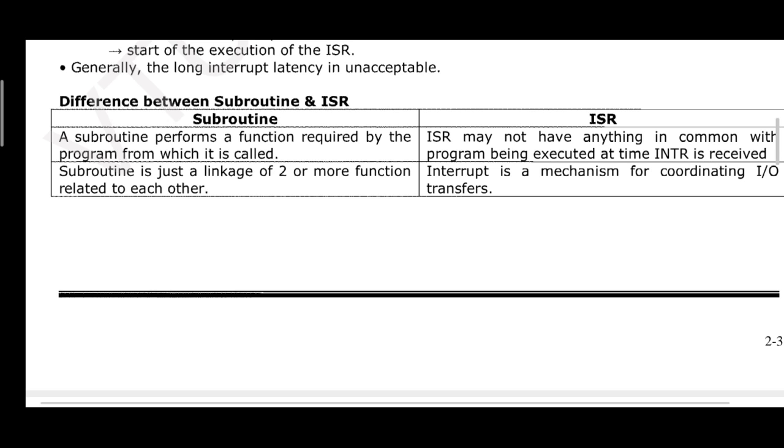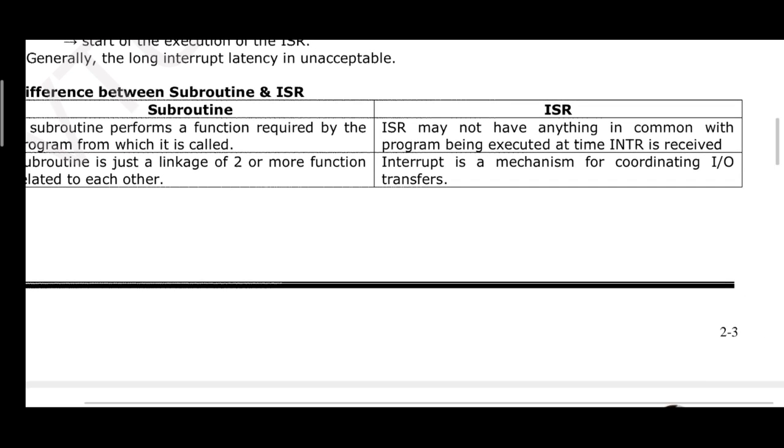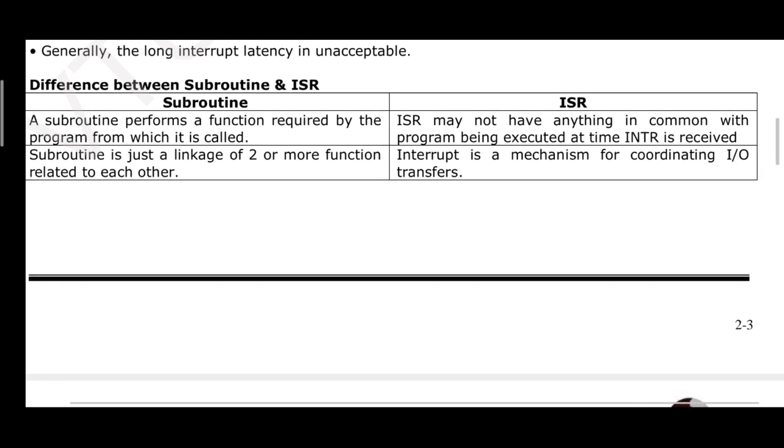A subroutine is just a linkage of two or more functions related to each other, and an interrupt is a mechanism for coordinating the IO transfer. So you cannot say it is the linkage of two or more; an interrupt itself is a mechanism for coordinating the IO transfer. IO stands for the hardware device, isn't it? So a way to deal with hardware devices through a program is done with the help of the interrupt, right?